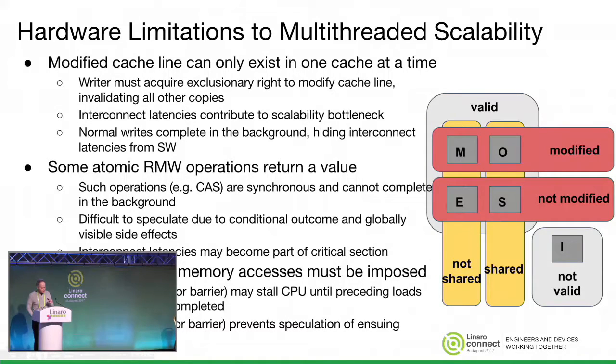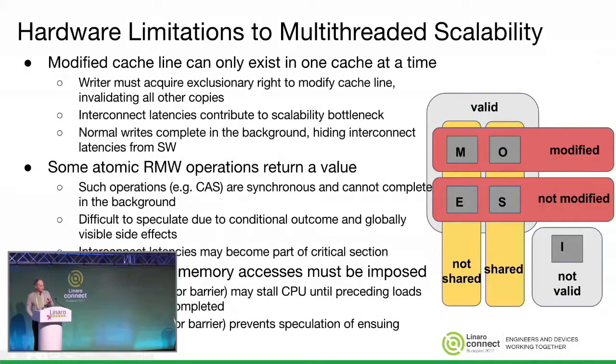You also have some aspects of hardware that are of interest to multi-threaded programming. You have atomic read, modify, write operations, such as compare and swap. They're basically synchronous operations that cannot complete in the background. The reason is that they return a value. That value may depend on, for instance, if the CPU managed to get this write access. And if you could perform a compare and swap, maybe, as I said, there is a compare. Maybe this compare doesn't succeed and the compare and swap operation fails. These aspects of these instructions make it impossible to complete them in the background and hide the interconnect latencies.